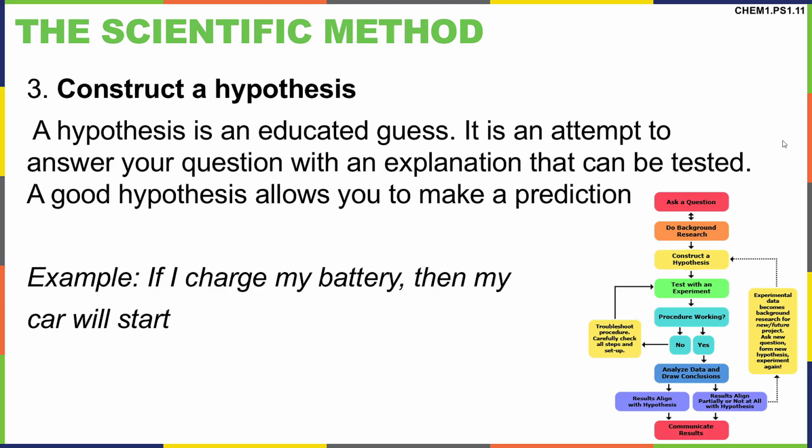It's an attempt to answer your question with an explanation that can be tested. In other words, proven factual, right? And by the way, if your hypothesis is proven to be wrong, that's just as useful as proving it to be right. Trust me, guys, you never, ever design an experiment in a way where you try to prove your hypothesis correct, because that's injecting bias, right? You want it to come out truthful. If your hypothesis comes out rejected as a result of the scientific method, well, great. That just means you're digging for facts. A good hypothesis allows you to make a prediction, right?